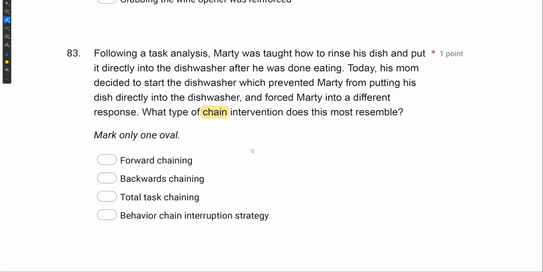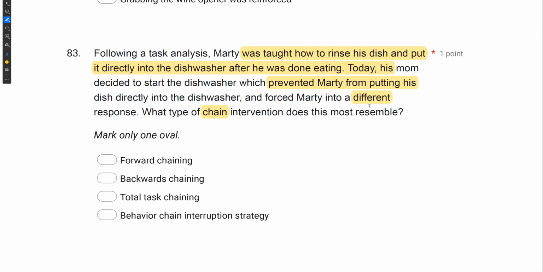So what type of chain intervention is happening here? Marty was taught to rinse his dish, put it directly into the dishwasher when he was done eating. Today, his mom started the dishwasher, which prevented Marty from putting his dish directly into the dishwasher and forced Marty into a different response. Here's a couple keys, right? Common chain, Marty rinses his dish, puts it into the dishwasher when he's done eating.